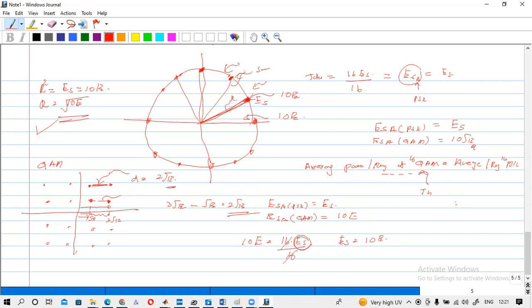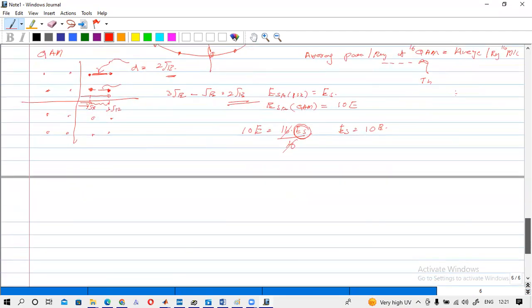Now can you find? Actually, here also you can find it, this is related with geometry. Okay, so now you have found the minimum distance of two points of a QAM constellation, that is 2 root E. So this is okay, no?